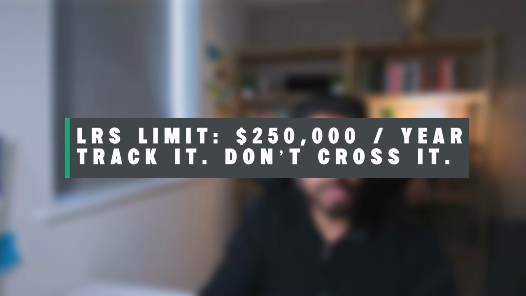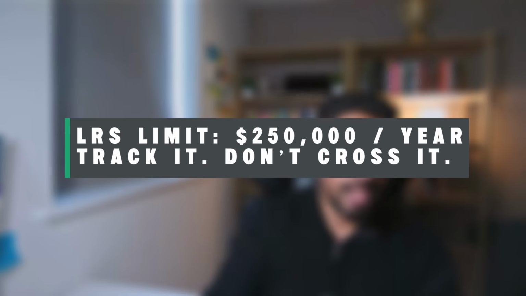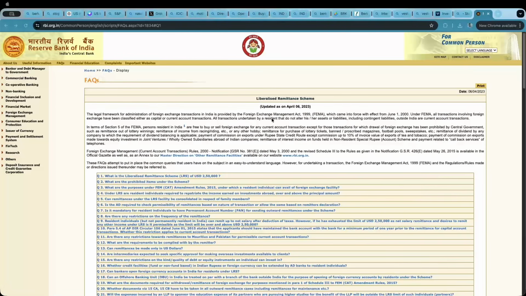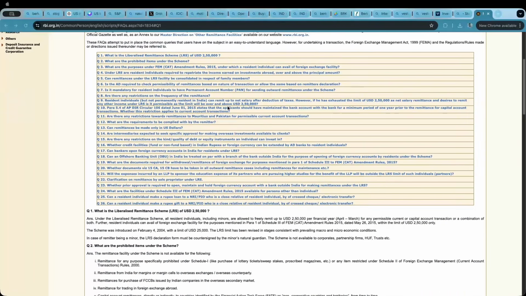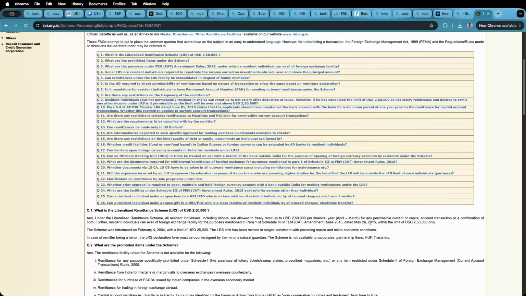The first thing is your compliance and regulatory rules. You can easily invest in US stocks only through the LRS, which is your Liberalized Remittance Scheme. And here you have an annual limit of 250k per person per financial year. It is around 2 crore, 2 crore 30 lakhs, approximately that. So that is one thing.